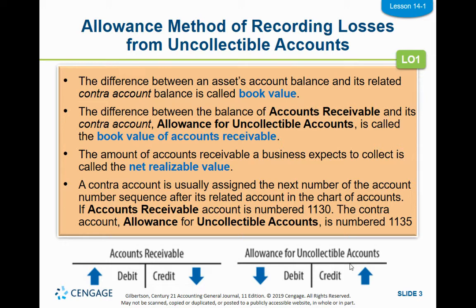So a contra account is usually assigned the next number in the accounting number sequence. So when we talk about numbering your accounts, we know that we number our accounts by tens, and that if you stick one in the middle of two accounts, it goes by the 5, so that we have room to add accounts in there. So if accounts receivable is 1130, then its contra account, allowance for uncollectible accounts, is going to be the 1135. That still leaves you room in there if you needed to add something in between.